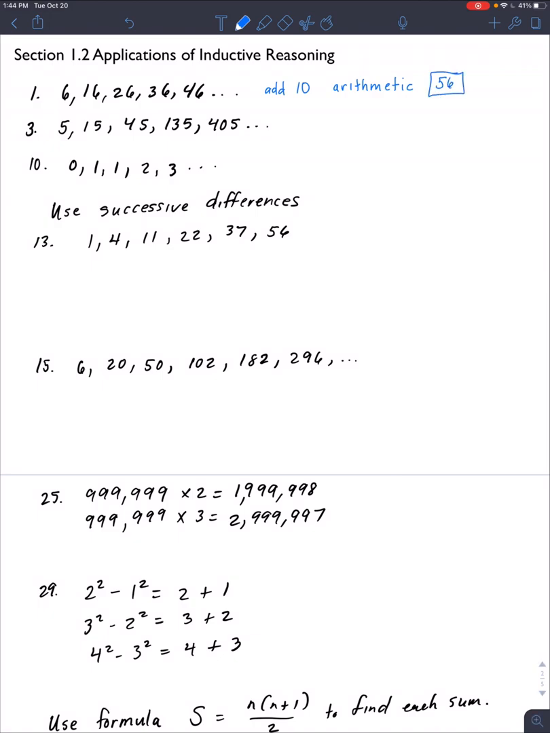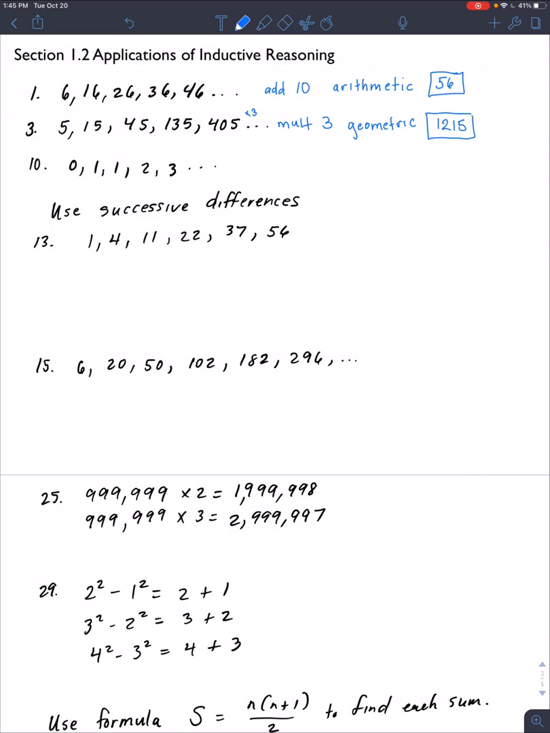Alright, looking at number 3, 5, 15, 45, 135, 405. That gets pretty big quickly. So probably multiplying. So 5 times 3 is 15. 15 times 3 is 45. So we're multiplying by 3. And since it's multiplying, it's a common ratio, which is geometric. And then that means we need to take 405 and multiply it by 3, and that would give us 1,215.